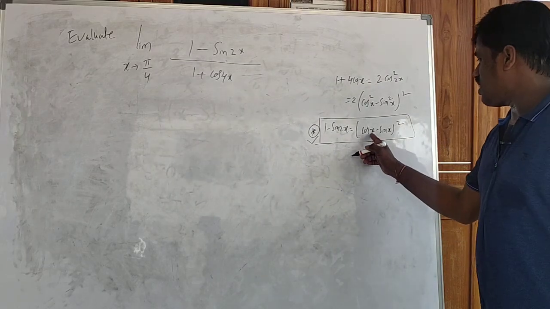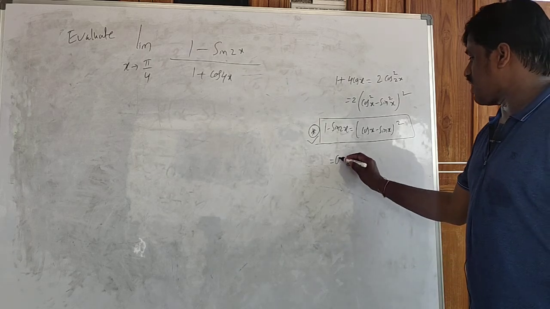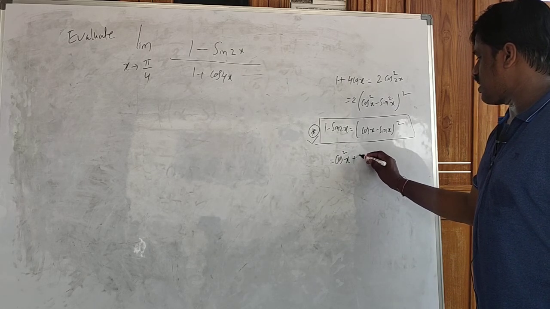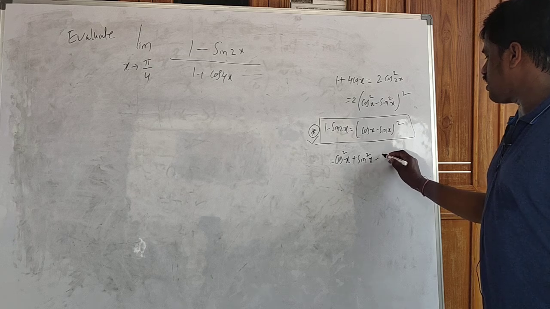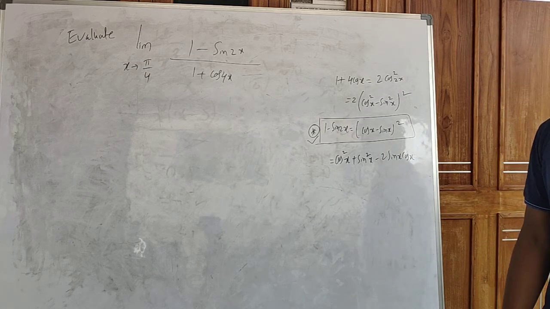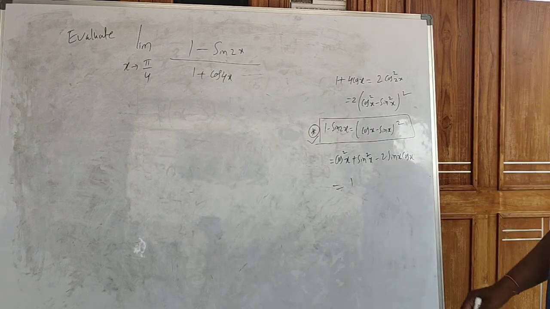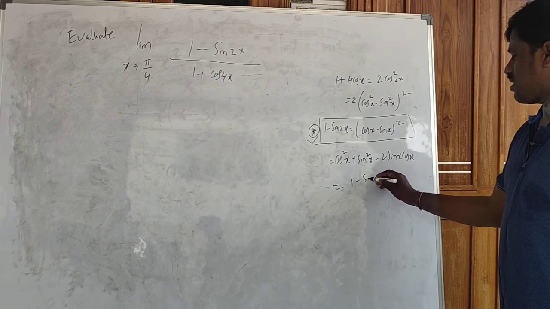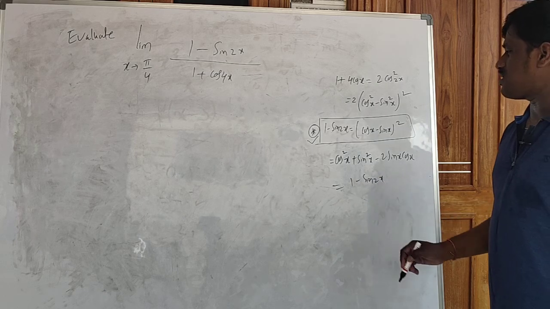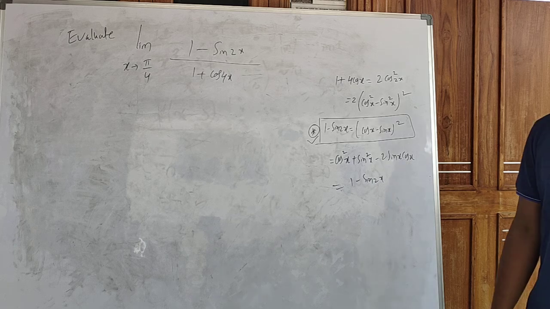The reason is, if I use the (a minus b) whole square formula, I get cos square x plus sine square x minus 2 sine x cos x. You know that cos square x plus sine square x is 1, and 2 sine x cos x is nothing but sine 2x. So 1 minus sine 2x can be written as (cos x minus sine x) whole square.